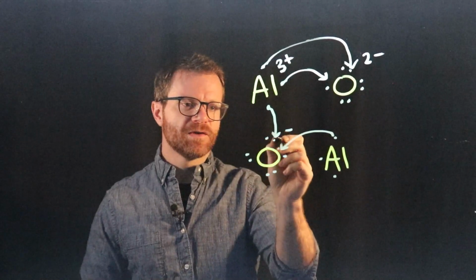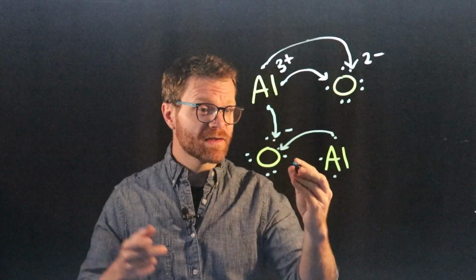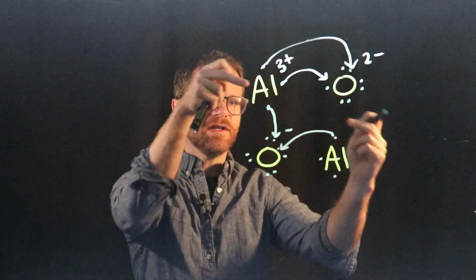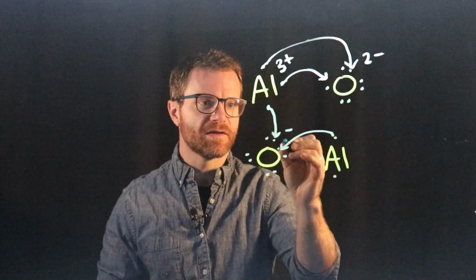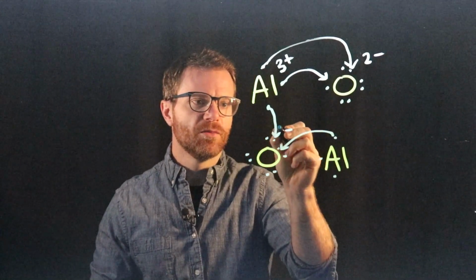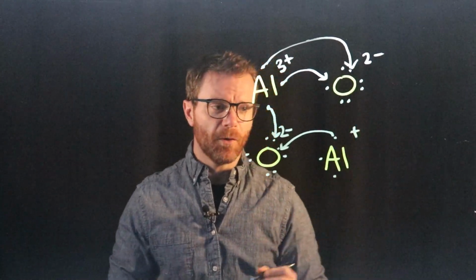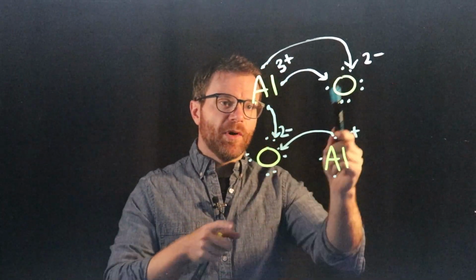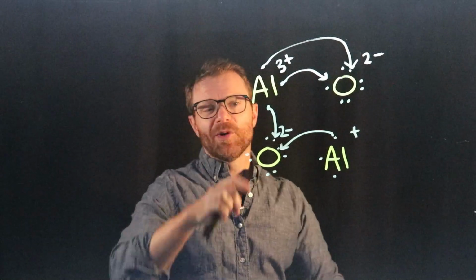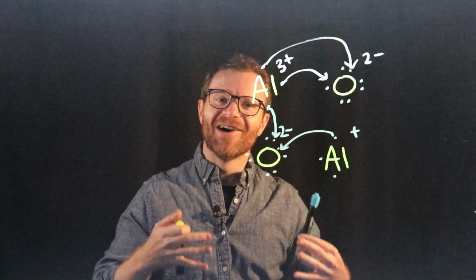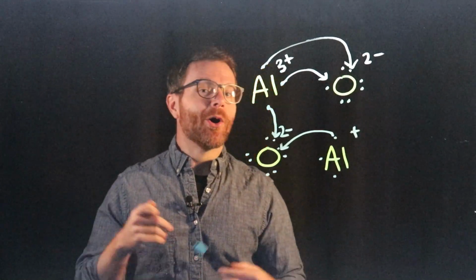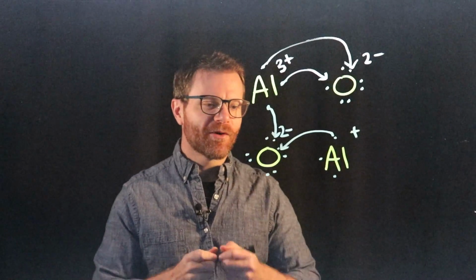Now this oxygen has 1, 2, 3, 4, 5, 6, 7, 8 valence electrons. It's totally happy, but it's received 2 to do that. So it now has a charge of 2 minus. This aluminum now has a charge of +1. And both oxygens are stable. This aluminum is stable, but this new aluminum is now unstable. Okay, let's keep going. Let's add 1 more oxygen.